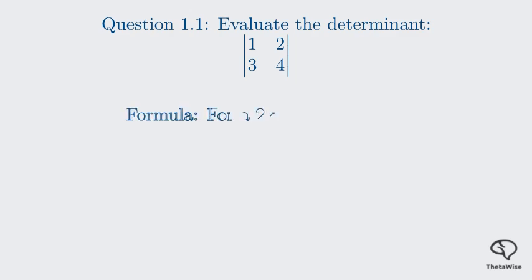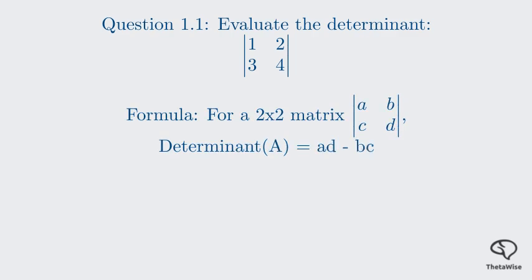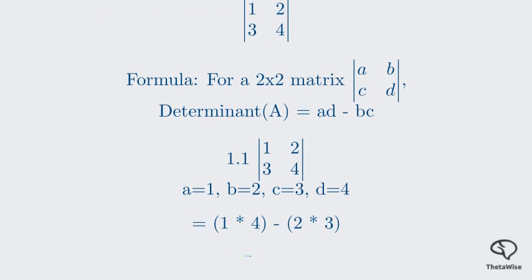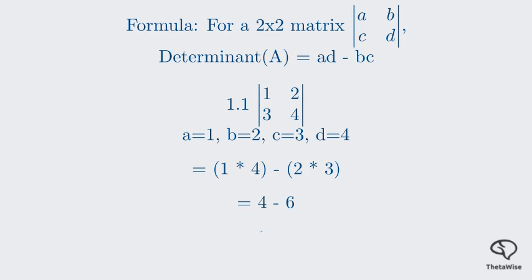So the formula is determinant of a matrix A equals A times D minus B times C. For our determinant, the value of A is 1, B is 2, C is 3, and D is 4. Applying the formula, we multiply 1 by 4, and from that, we subtract the product of 2 and 3. This gives us 1 times 4 minus 2 times 3, which simplifies to 4 minus 6. The final answer for the determinant is -2. The memo confirms this is correct.